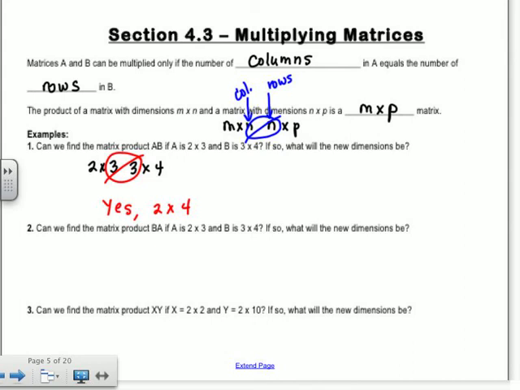So can we find the matrix product B times A? So B was 3 by 4, and A is 2 by 3. So here's an interesting topic. Matrices are not commutative. Do you guys remember what commutative means? Commutative means that you can move things around. Like when we first learned multiplication, we said 3 times 5 was the same as 5 times 3. And we can move those around and it was okay. But with matrices, if you do A times B, it's not the same as B times A. So the order matters. So since these numbers are not the same, it's no, you cannot multiply in that direction.